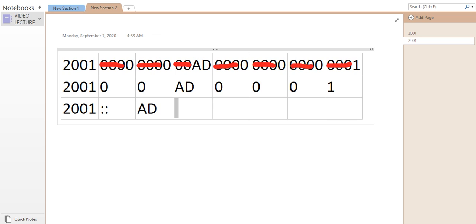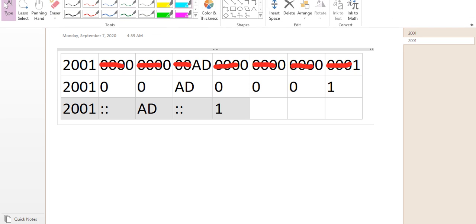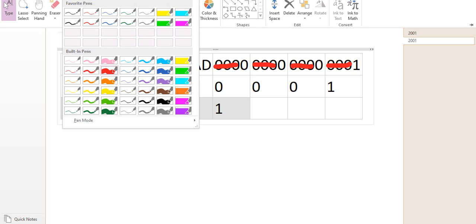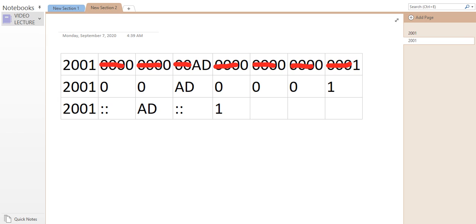AD colon 1. Good guys. So now this is a wrong way. You cannot use this format. Okay, this is a very bad one that if you do it, it means you are getting everything all wrong. This is completely unacceptable. This is not acceptable. So you cannot use this format.